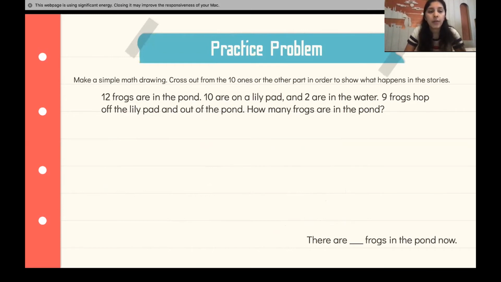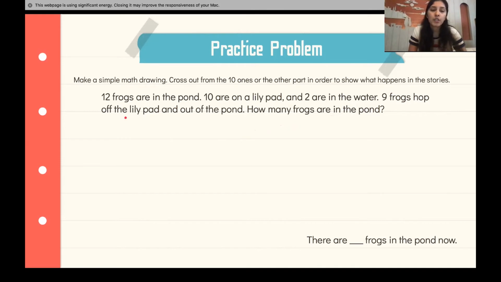Okay, so I'm gonna go ahead and read it for you, okay? So it says, 12 frogs are in the pond. 10 are on a lily pad. And 2 are in the water. 9 frogs hop off the lily pad and out of the pond. How many frogs are in the pond? Okay, so they want to know how many frogs are still in the pond because 9 frogs hopped off and left the pond, right?